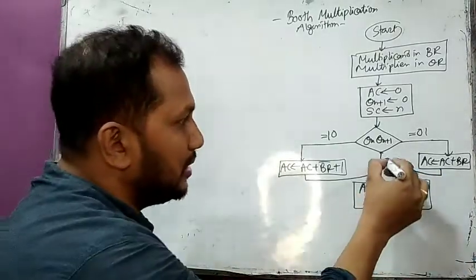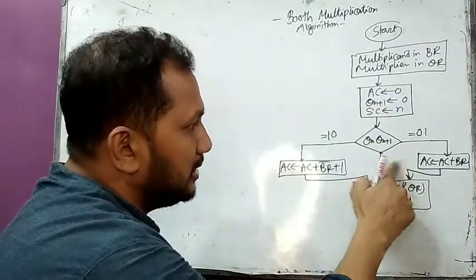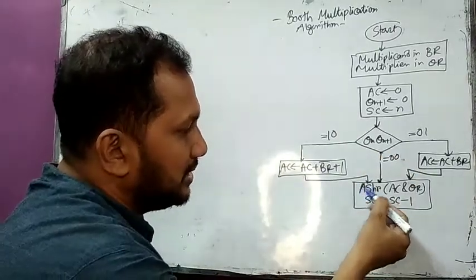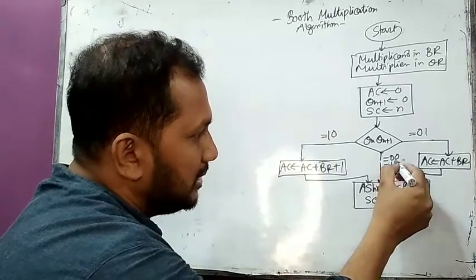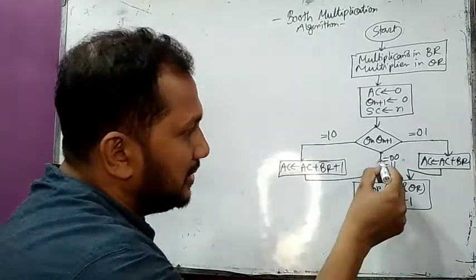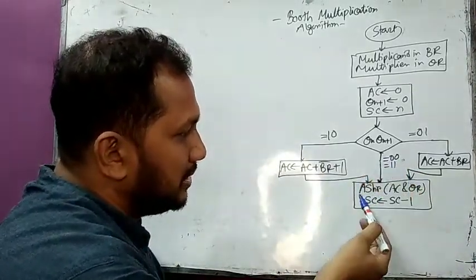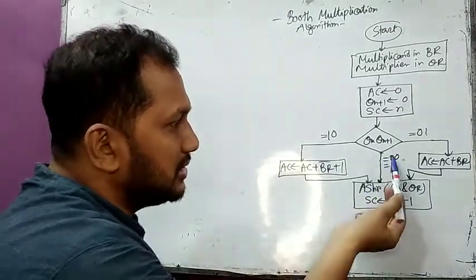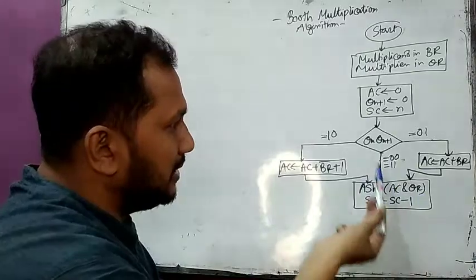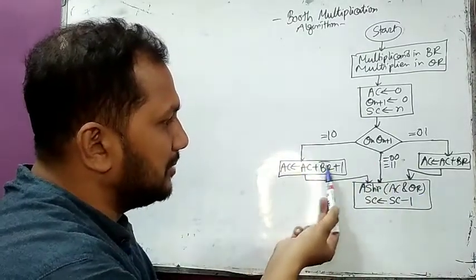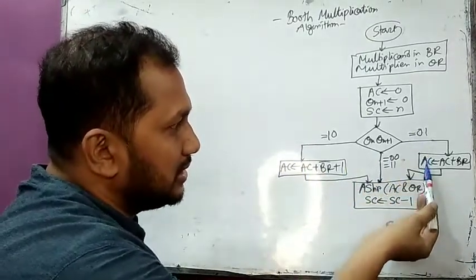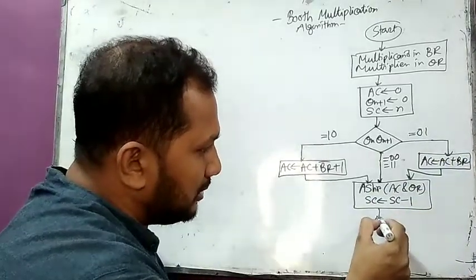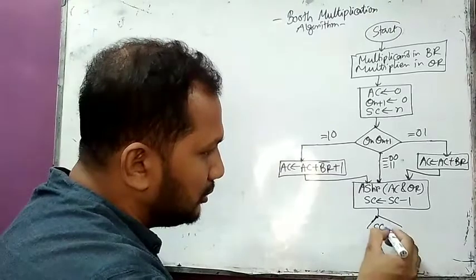When it is 1 1, it is the same as 0 0. When it is 0 0, then just simply perform arithmetic right shift. And if it is 1 1, then we also have to perform arithmetic right shift, and the sequence counter is decremented. So in both cases, 0 0 and 1 1, the operation is the same. In case of 1 0, you have to perform AC plus BR bar plus 1. In case of 0 1, it is AC plus BR. Then we have to check whether the sequence counter is equal to 0 or not.